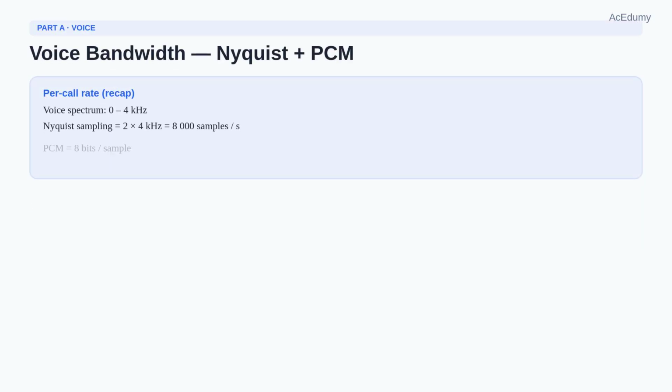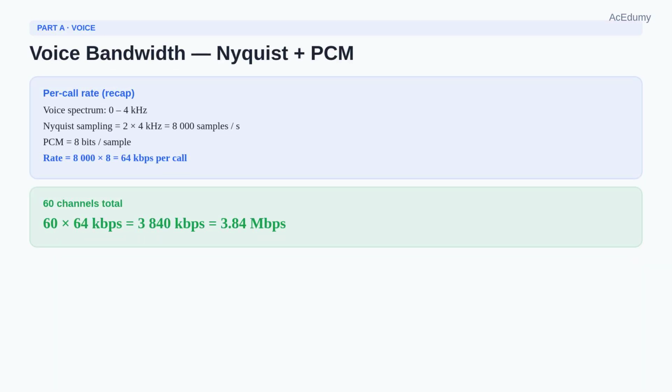Part A. First stream, voice. A single voice call digitized for transmission requires 64 kilobits per second. The reasoning behind that number is exactly the Nyquist plus PCM chain we have used in this course. Voice spectrum tops out at 4 kHz. Nyquist says we must sample at twice that, so 8,000 samples per second. PCM codes each sample as 8 bits to keep quantization noise low. 8,000 samples per second times 8 bits per sample equals 64 kilobits per second.